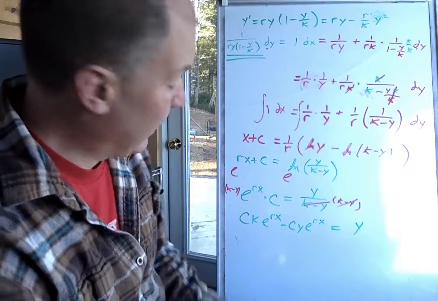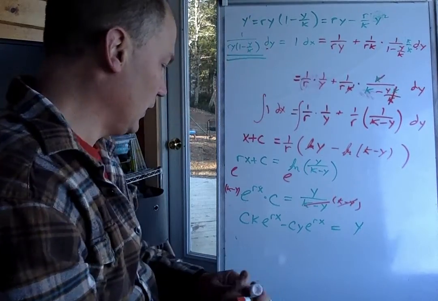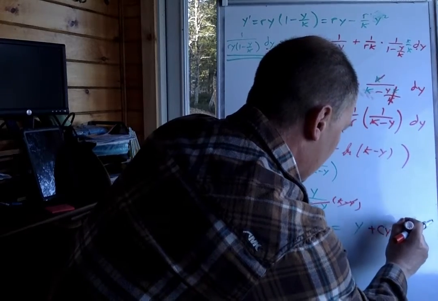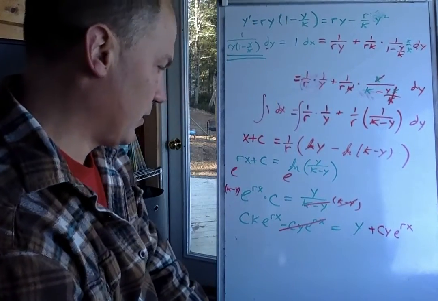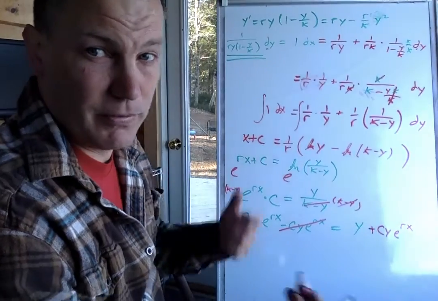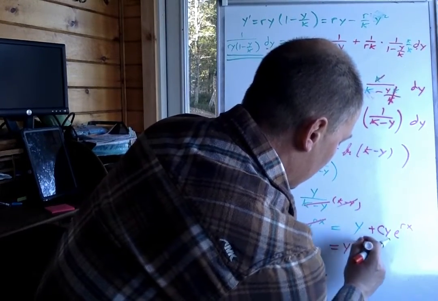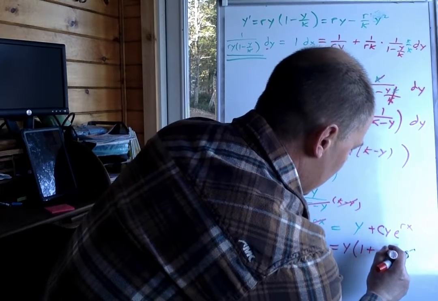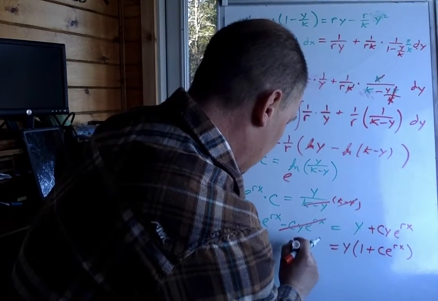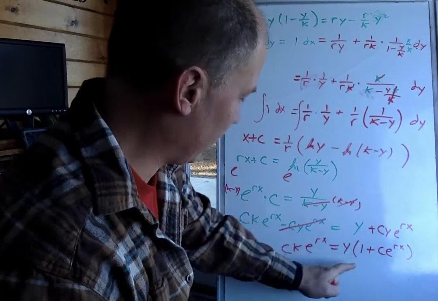So that means now I need to add this term to both sides. So I'm going to bring this y back over here. I'm going to end up getting a plus cy e to the rx, and that goes away. Now what I'm going to do on this right side is factor out this y. I know it feels like we're kind of doing and redoing and doing and redoing, but that's how this goes. Y times 1 plus c e to the rx equals c k e to the rx. So I just brought that down here, brought that over there. Let's factor out the y.